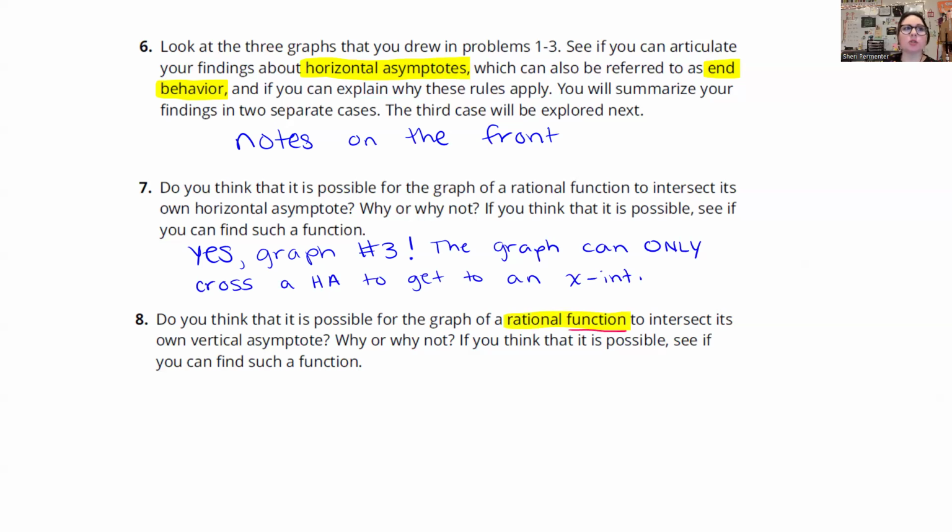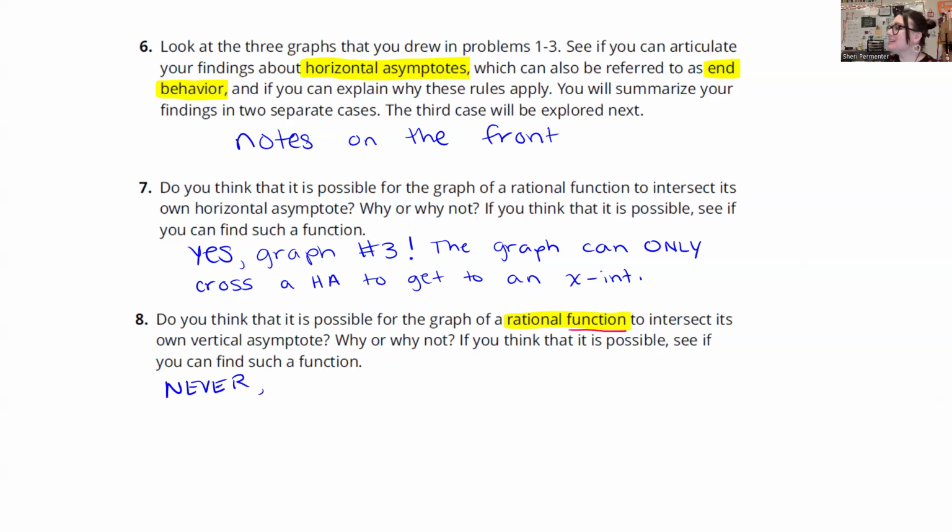Do you think it's possible for a rational function to intersect its own vertical asymptote? Why? Okay, no, because we've never seen it happen. And that's true. No, never. Absolutely not. Never. And there's a very specific reason why.